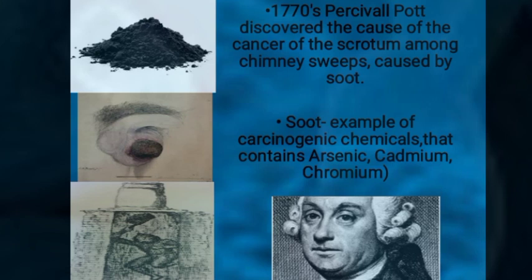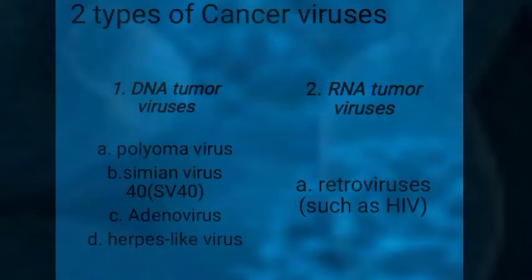In the 1770s, Percival Pott encountered many young chimney sweeps with sores on their scrotum. Those sores, which he determined to be cancer of the scrotum, were caused by prolonged exposure to the soot in chimneys. Soot is an example of carcinogenic chemicals, such as arsenic, cadmium, and chromium, together with other compounds shown to cause cancer. Also, a number of viruses were identified that can infect mammalian cells growing in cell culture, transforming them into cancer cells. There are two types of these viruses.